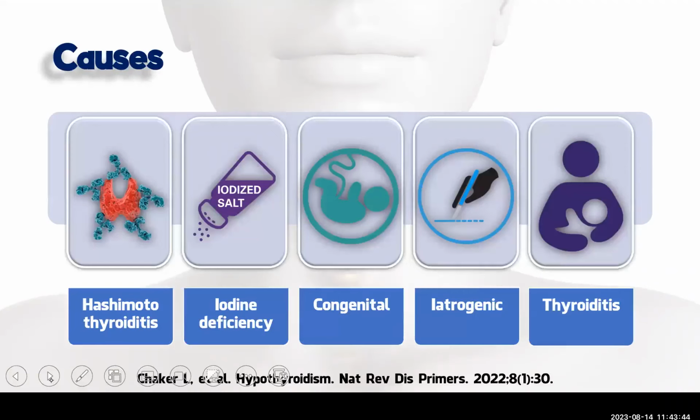The common etiologies, definitely the most common cause of hypothyroidism would be Hashimoto thyroiditis or autoimmune thyroiditis. And the second most common would be iodine deficiency hypothyroidism. Other causes may include congenital hypothyroidism. Hypothyroidism may be iatrogenic due to surgery or due to irradiation of the neck, and other causes may include postpartum thyroiditis or de Quervain thyroiditis or other types of thyroiditis, including drug-induced thyroiditis or radiation thyroiditis.